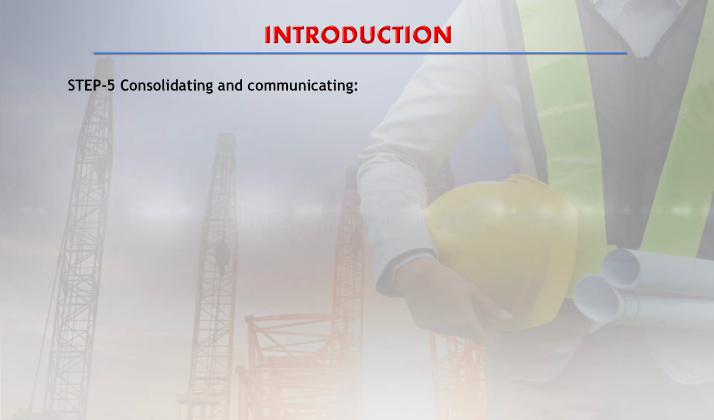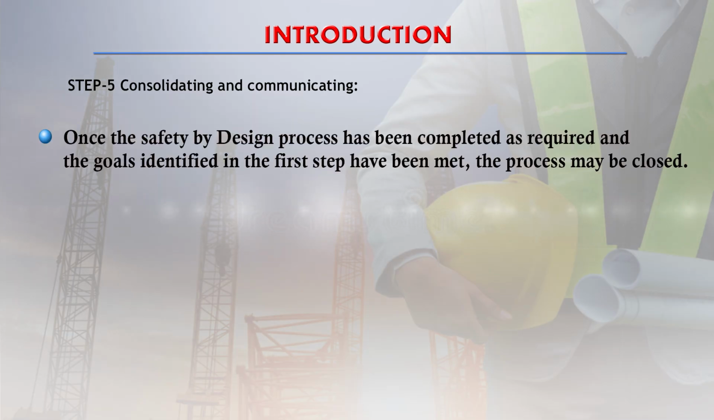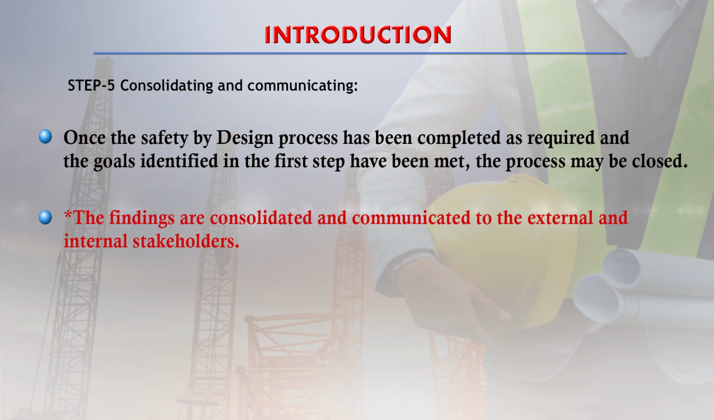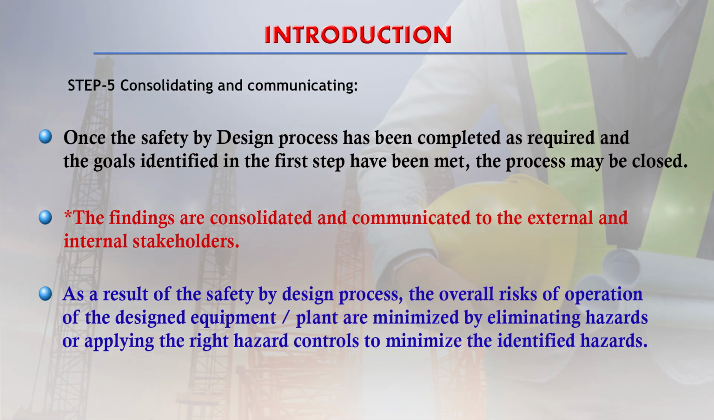In step 5, we will consolidate and communicate. Once the safety by design process has been completed as required and the goals identified in the first step have been met, the process may be closed. The findings are consolidated and communicated to the external and internal stakeholders. As a result of the safety by design process, the overall risk of operation of the designed equipment and plant is minimized by eliminating hazards or applying the right hazard control to minimize the identified hazards.